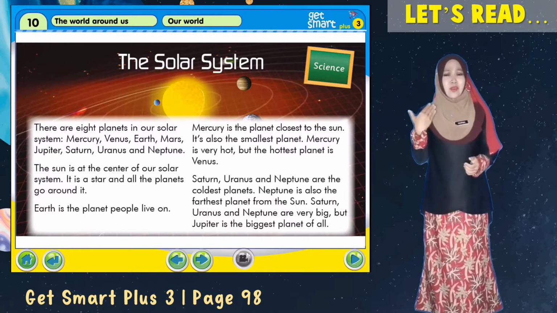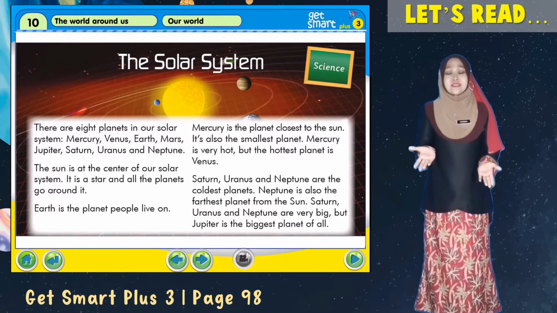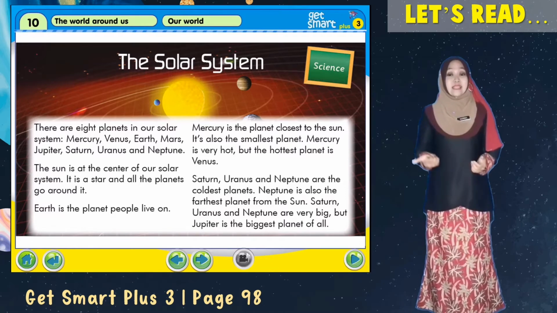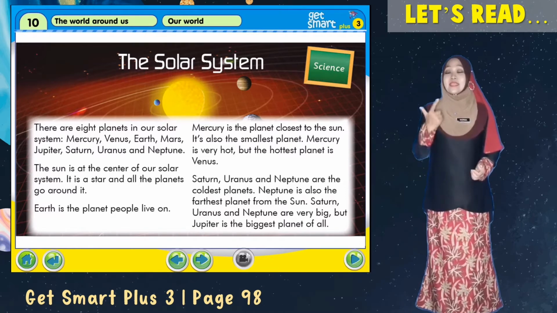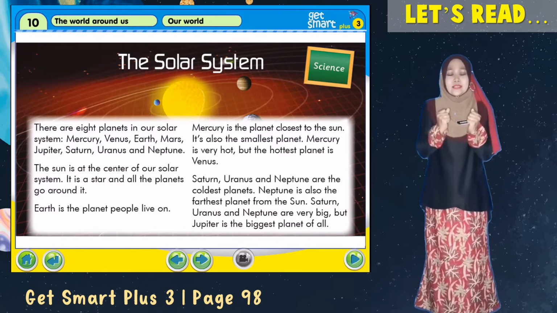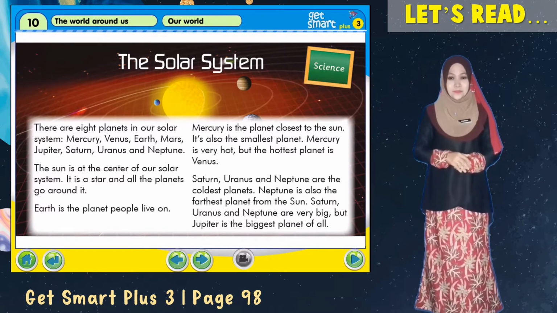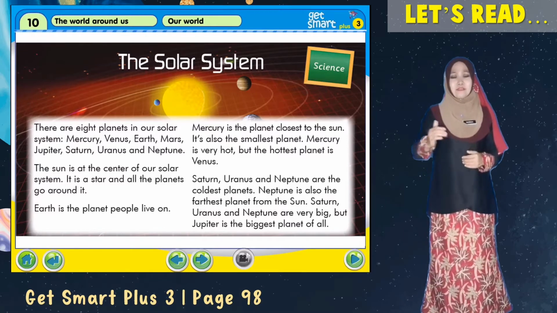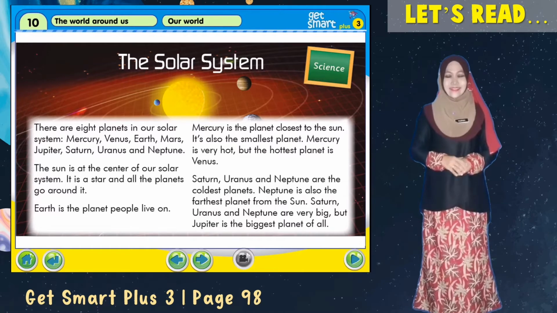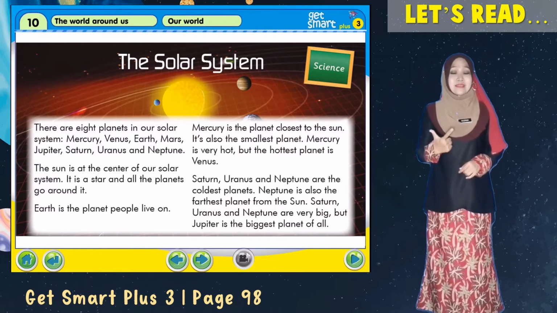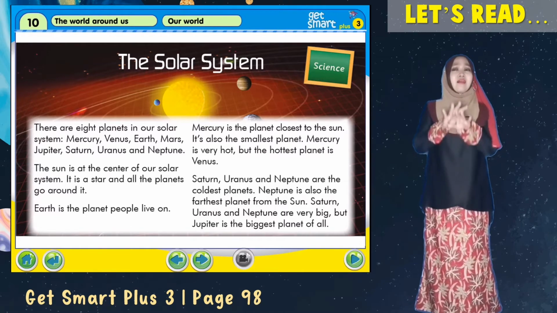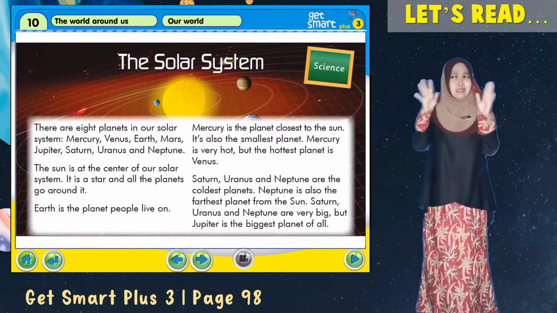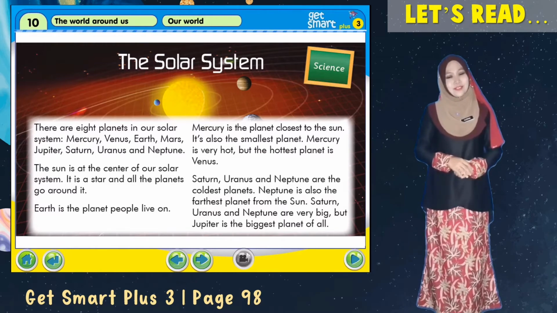Mercury is very hot, but the hottest planet is Venus. Saturn, Uranus, and Neptune are the coldest planets. Neptune is also the farthest planet from the Sun. Saturn, Uranus, and Neptune are very big, but Jupiter is the biggest planet of all.